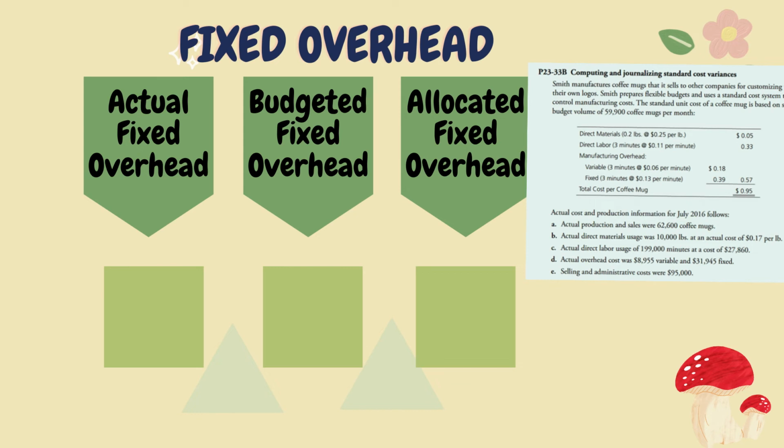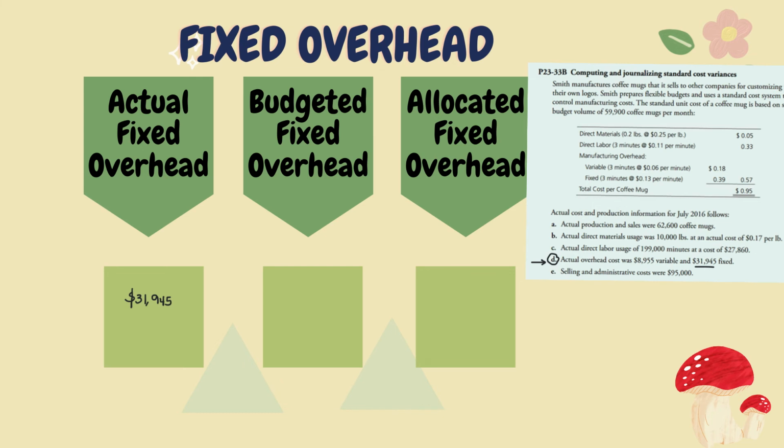Now, last cost variance for this video will be fixed overhead variances. Now the first one will be actual fixed overhead, the second will be budgeted fixed overhead, the last one will be allocated fixed overhead. Okay, so for the actual fixed overhead, I'm gonna look here at D. The actual for the fixed, it's gonna be 31,945.